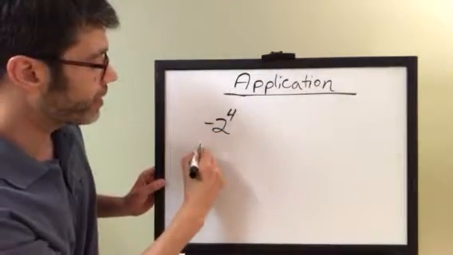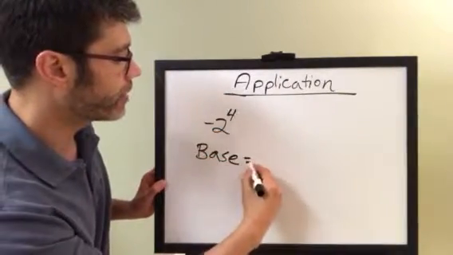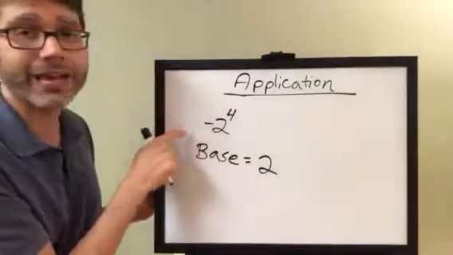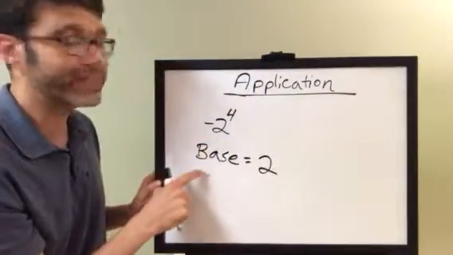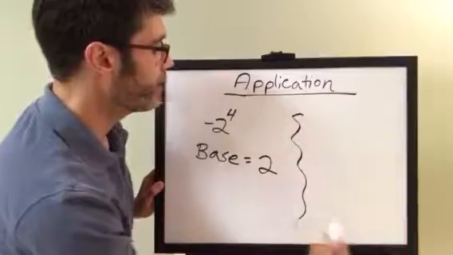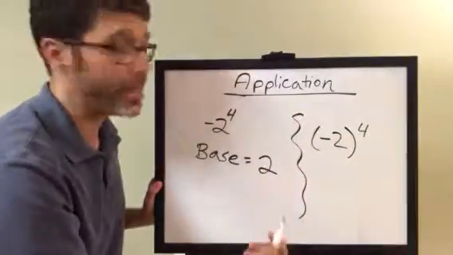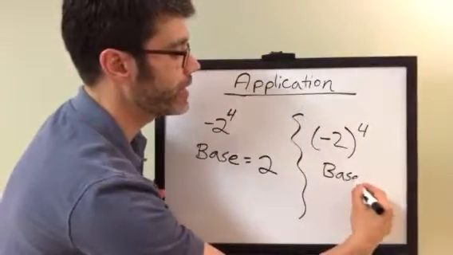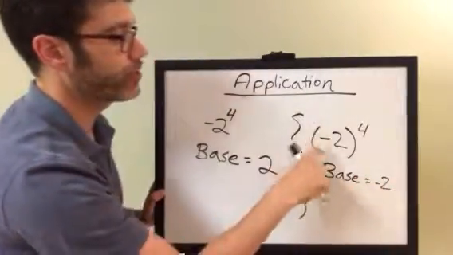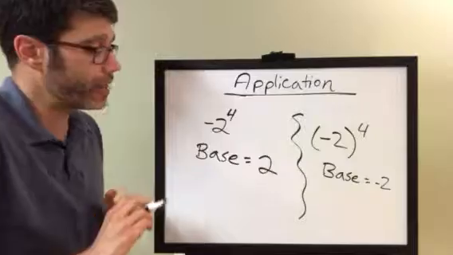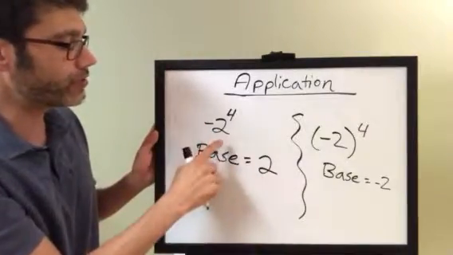If there's no parentheses around this negative 2, it means that this 4 is only acting upon this positive 2, so the base here is positive 2. If I were to ask you what is the base in this expression, you would say it's a positive 2. Very different than if we had this and I asked you what the base is, I would say the base here is going to be a negative 2 because there's a parentheses around all of it, okay? Here, the base is only a positive 2.